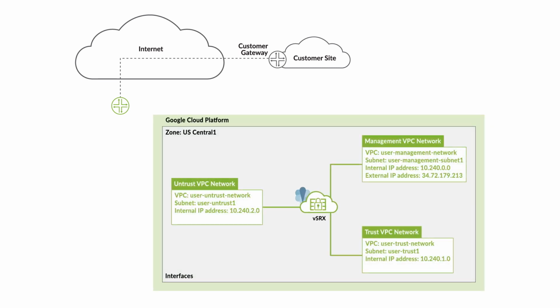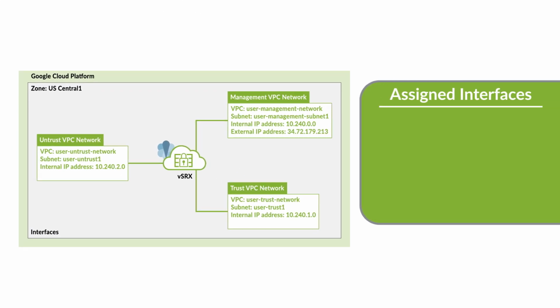Here, a vSRX virtual machine is set up between public and private connections so that virtual private cloud, or VPC, network traffic is able to reach a public external client only through the vSRX firewall. In this scenario, the vSRX has three interfaces. The first one is the VM Management Interface, fxp0. We use this interface to manage and access configurations.